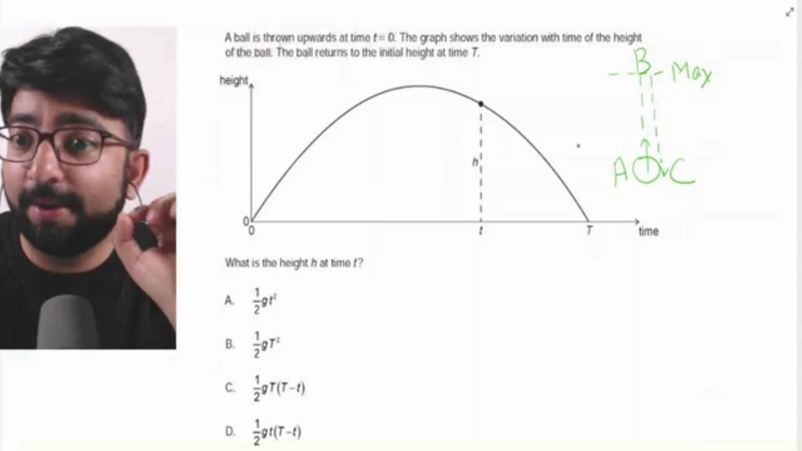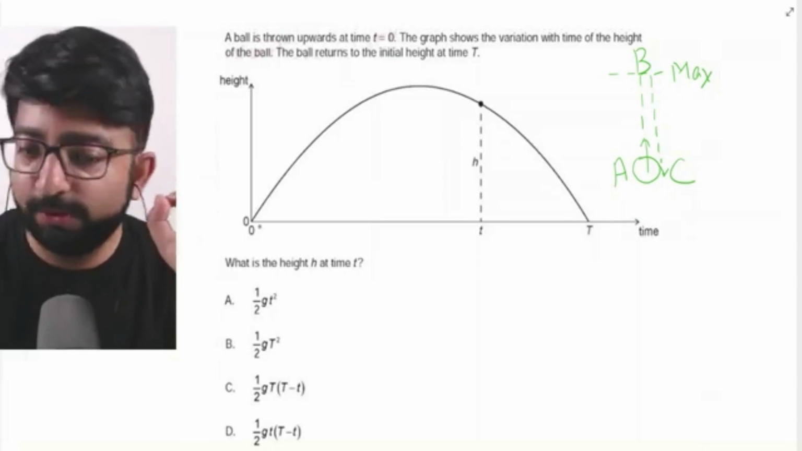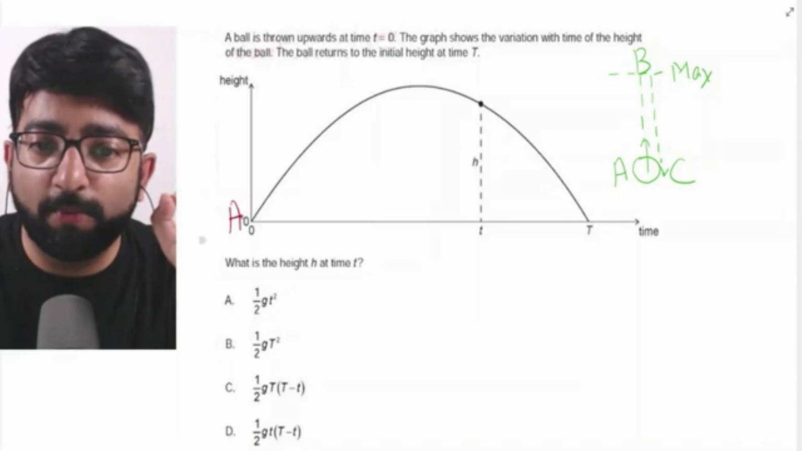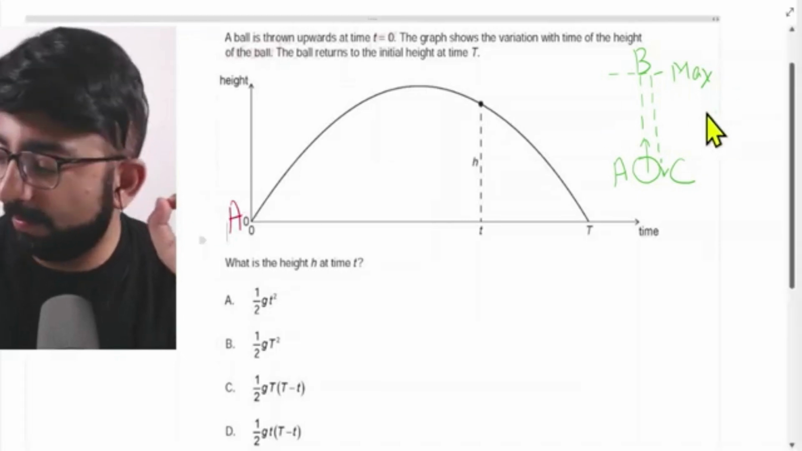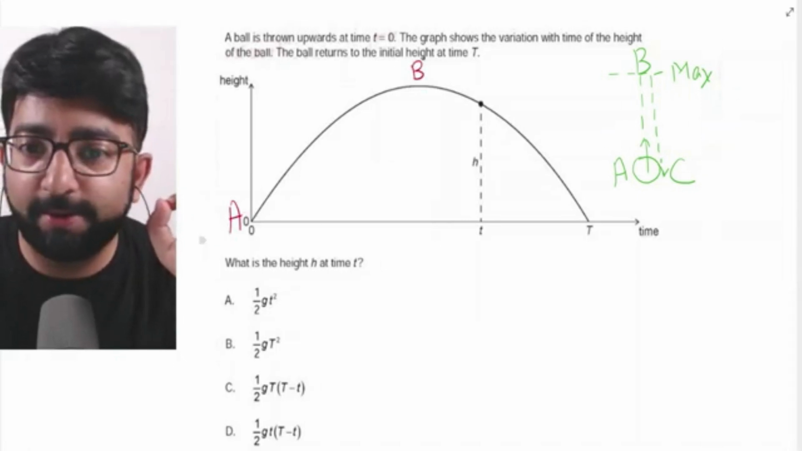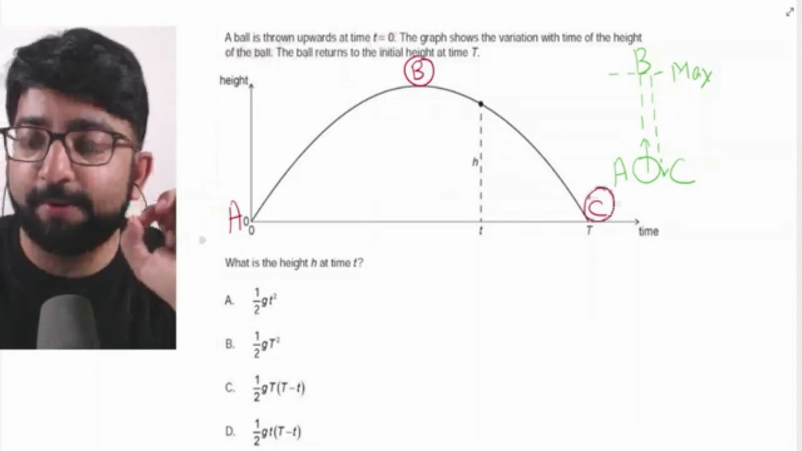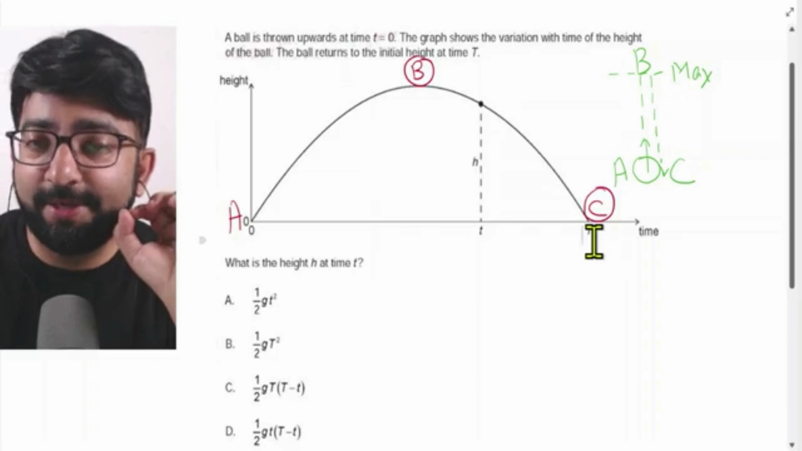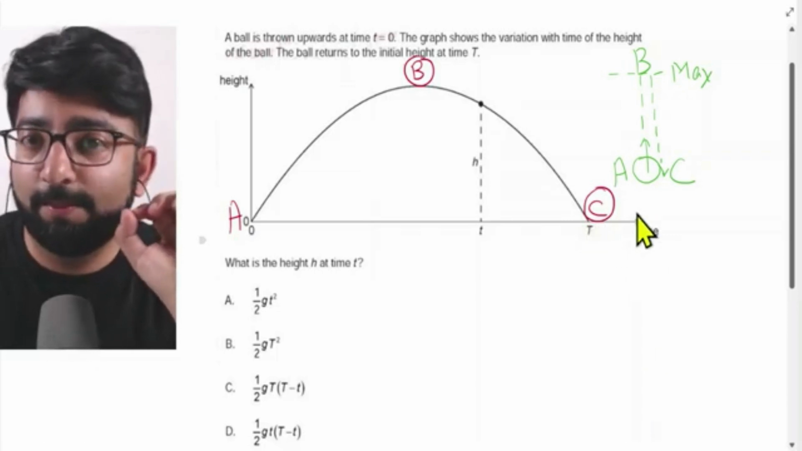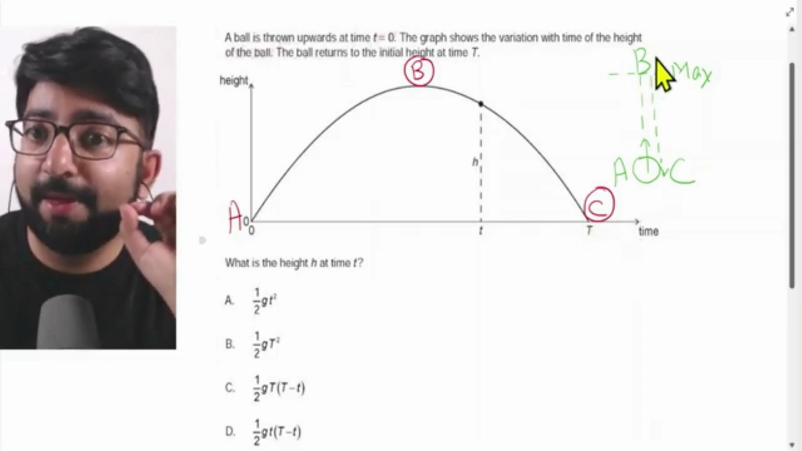So in this graph, where are A, B, C? A is the starting point. So time t is equal to 0 will be point A. B is the maximum height. So over here, if we write, this is the point B, and the point C is over here, which means capital T signifies the total time taken by the ball to go up and then back down.